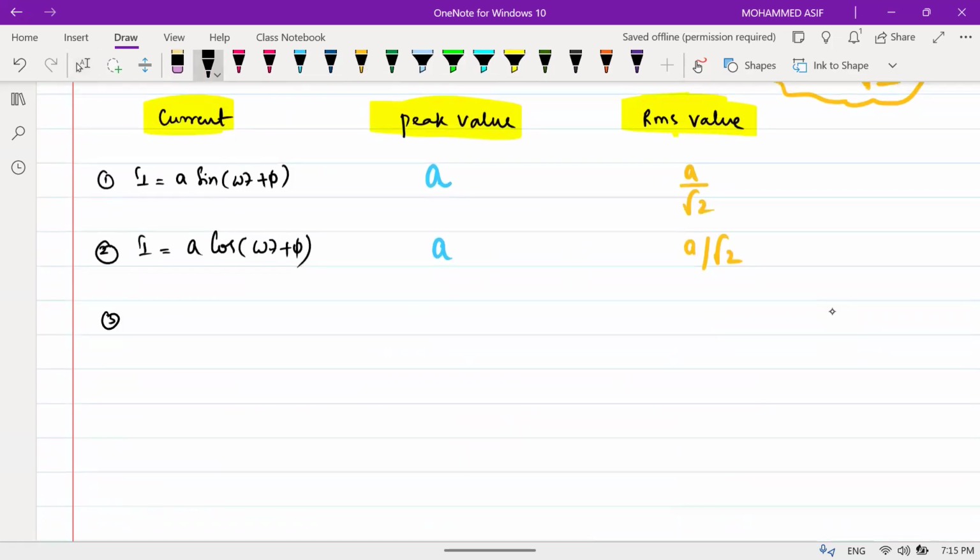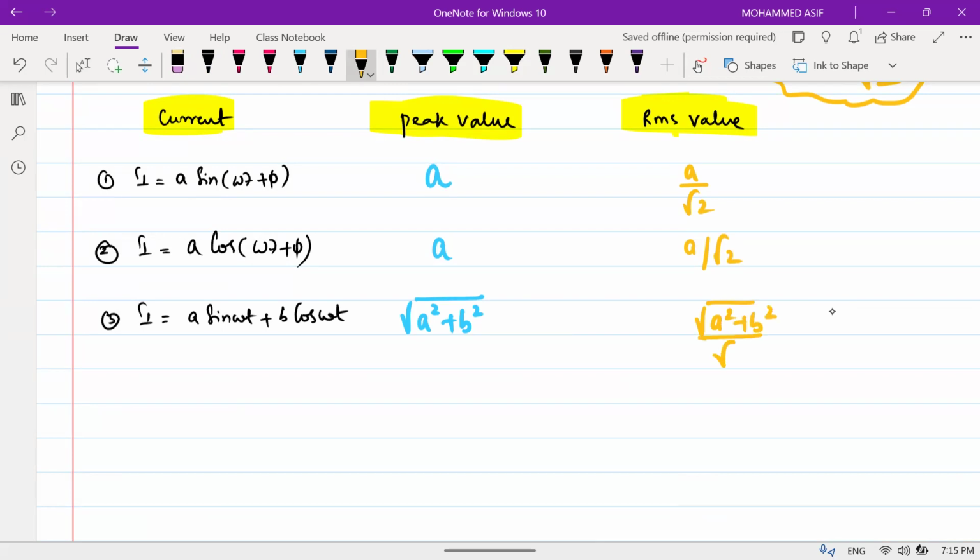If I give you the current like this, I equals A sine omega t plus B cos omega t, where A and B are constants, then for this one the peak value will be the square root of A square plus B square. If you get the equation, directly write like this. The RMS value will be the square root of A square plus B square, divided by root 2. That means in total I can write it as the root of A square plus B square divided by 2.